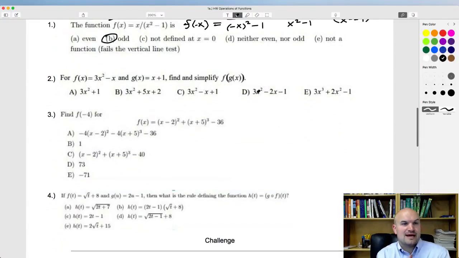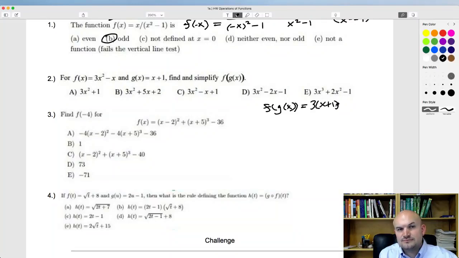All right, next example, we have f of x equals 3x squared minus x, and g of x equals x plus 1. Find and simplify the composition. So again, remember, we're just going to take the g of x and plug it into f of x. I might be running out of a little space here, but we'll see how good I can do. So f of g of x basically is going to be my f of x function. And let's go ahead and plug in g of x. So that'd be 3 times g of x, which is x plus 1, squared minus x plus 1.